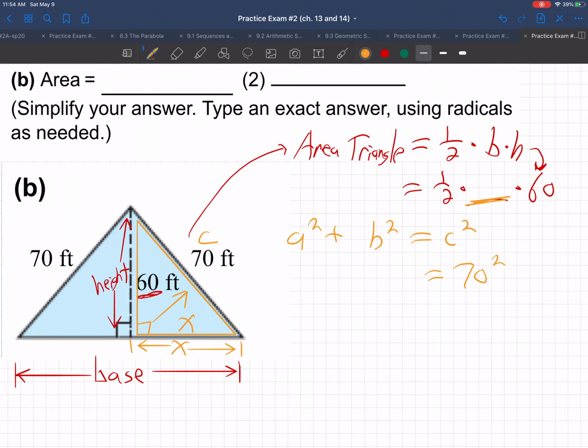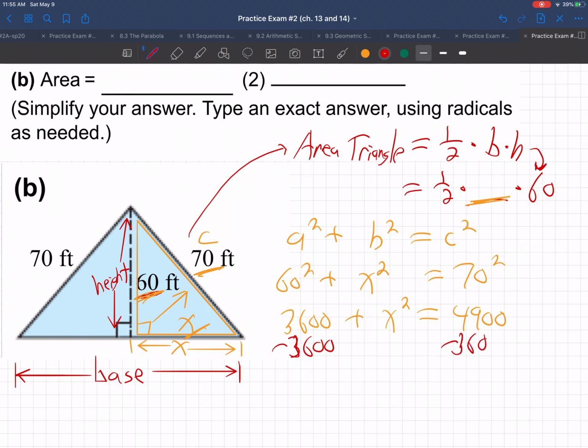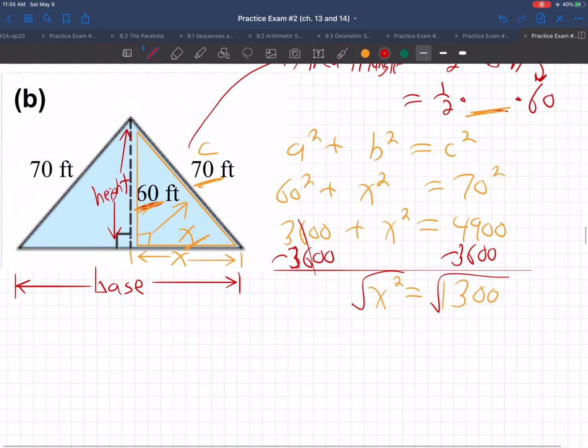All right, let's do it. So we got the c is 70 squared, and the a squared, 60 squared plus x squared. So taking this side squared plus this side squared is that side squared. So 60 squared, 3,600 plus x squared is 4,900. Subtract 3,600 from both sides, and we get x squared is 1,300. Root it.